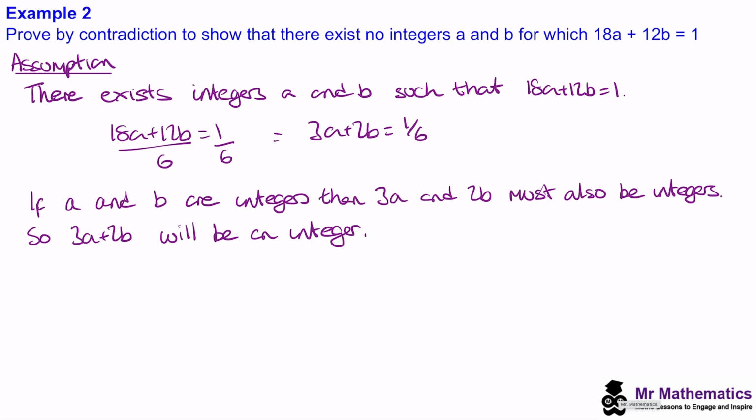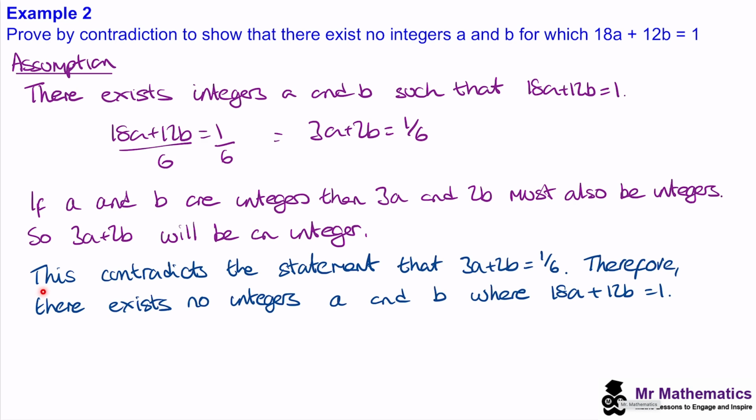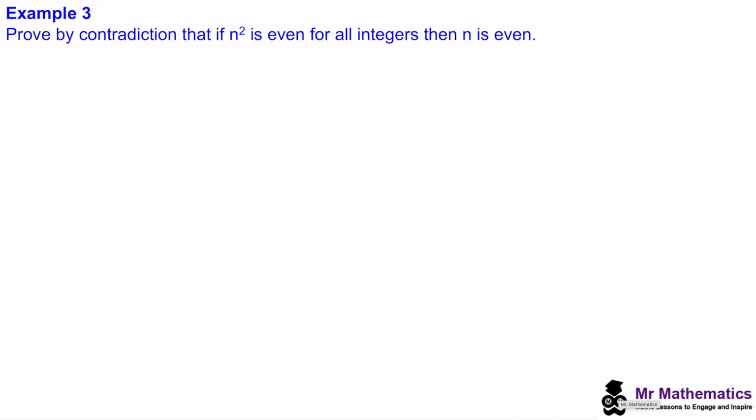And now we can write our conclusion, which is that this contradicts the statement that 3a plus 2b is equal to 1/6. So therefore, there exists no integers a and b where 18a plus 12b can equal 1. Okay, so we'll try one more example. And in example 3, we've been asked to prove that if n squared is even for all integers, then n is even.